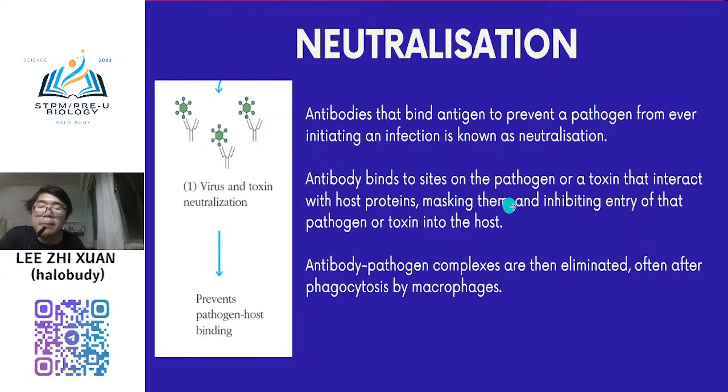So when your antibody binds to the pathogen's antigen and interacts with the host protein, it masks them and inhibits the pathogen from entering the host cell. So pathogens like bacteria, virus or fungi cannot infect your cell. The antigen-pathogen complex is then eliminated, often after phagocytosis by macrophage. So the neutralization's main role is to prevent the bacteria, pathogen or virus from entering into the host cell.